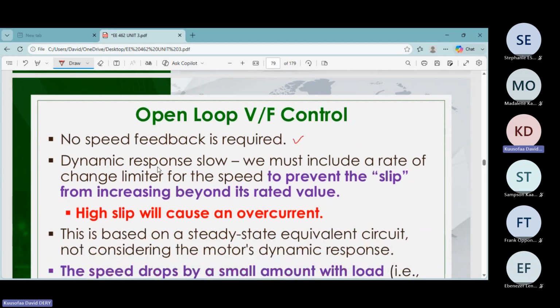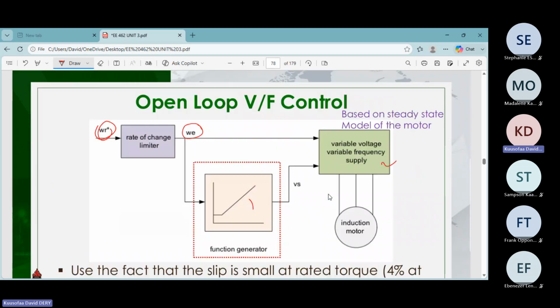The dynamic response is slow, so we must include a rate of change limiter for the speed to prevent the slip from increasing beyond its rated value. High slip will cause an overcurrent, because at that point it is going to affect the flux levels.